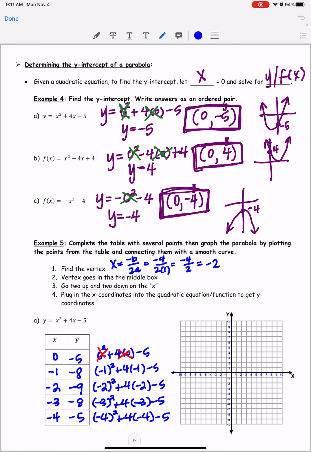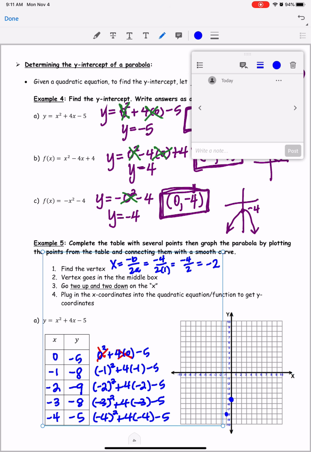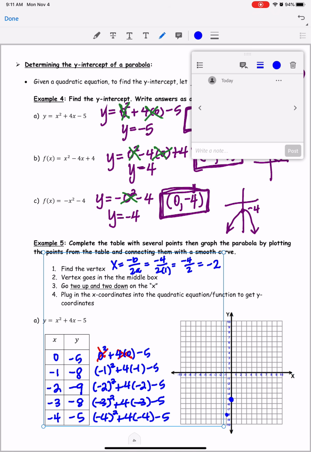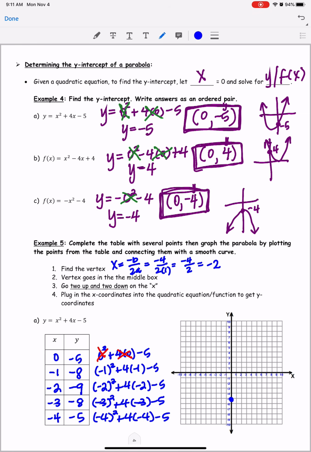So let's plot these points. We've got 0, -5, -1, -8, -2, -9.